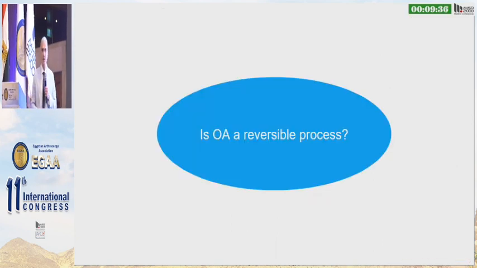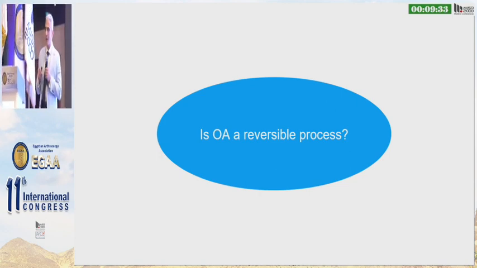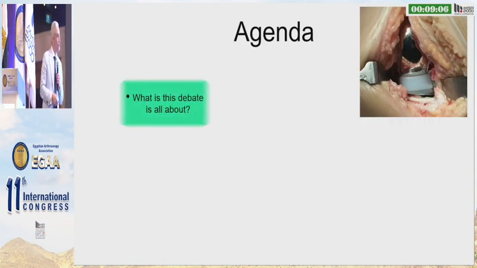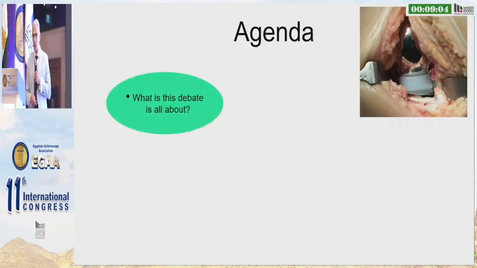But before I start, I have a question for everyone to think about: is osteoarthritis a reversible process? Can someone with osteoarthritis be turned into someone without osteoarthritis? This is a question to think about while we talk about what we are going to do with patients with medial compartment osteoarthritis.